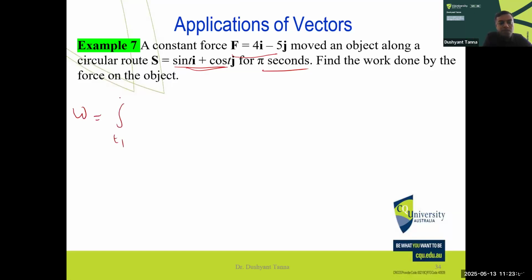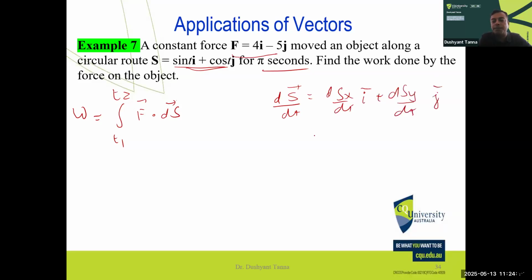W is equal to the integral from T1 to T2 of F dot ds. Okay, right. So we've got F, nothing to worry. Let's find out S. S is also there. So let's go with ds by dt straight on. As we know, it is dsx by dt i, dsy by dt j, sine t differentiation, right?